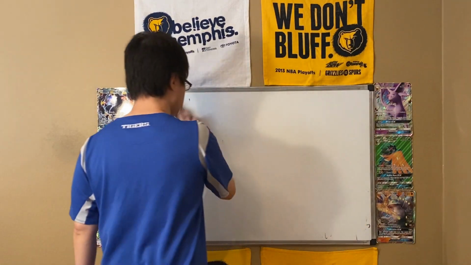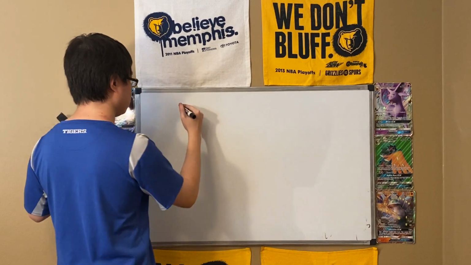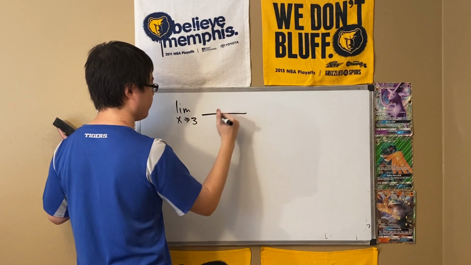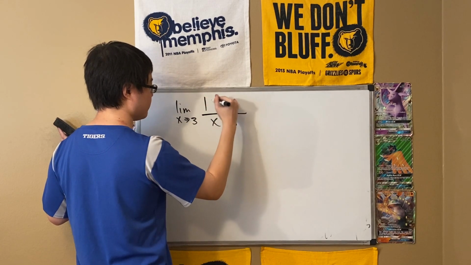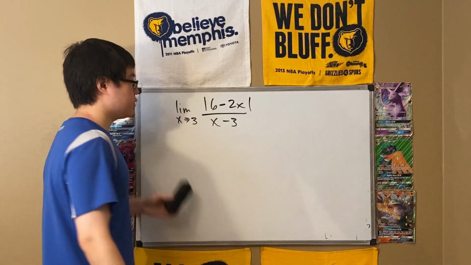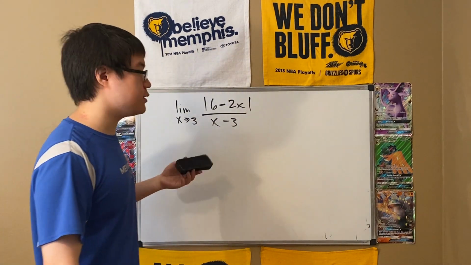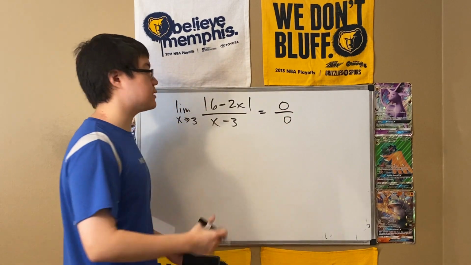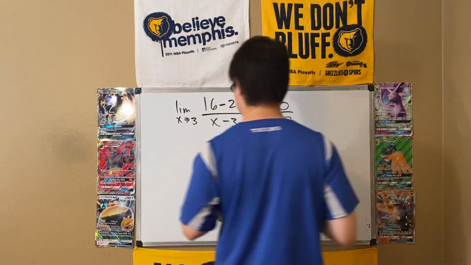So let's erase this. Let's do the limit as x goes to 3. We'll have x minus 3, and then we'll have the absolute value of 6 minus 2x. So again, first thing to do is just plug in 3 and just see what you get. So in this case, we get 0 over 0. Hopefully you see that because it's 6 minus 6. So now we have to do something.